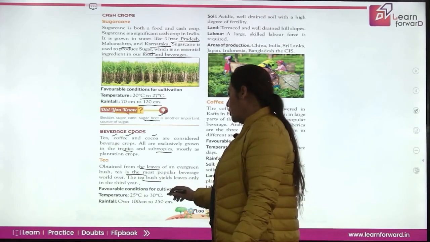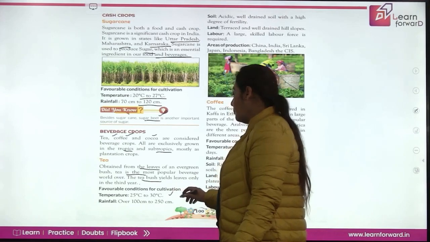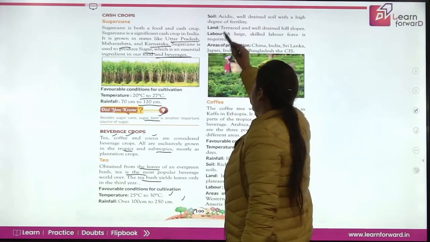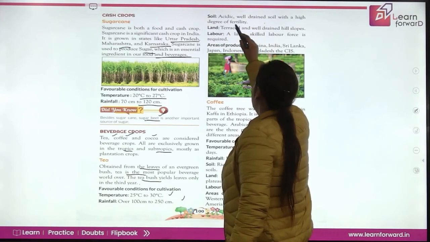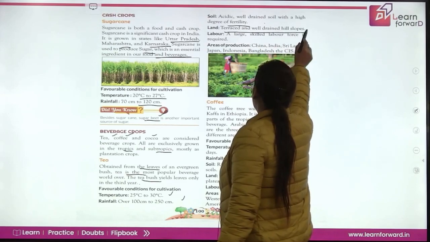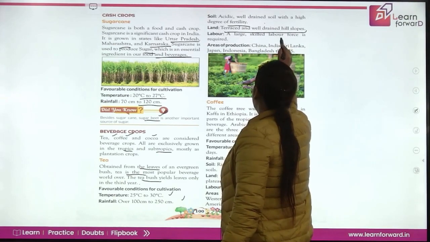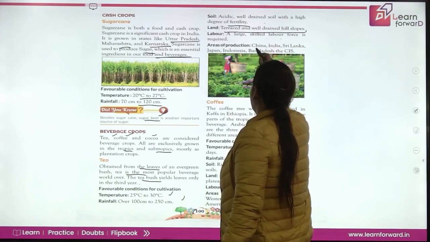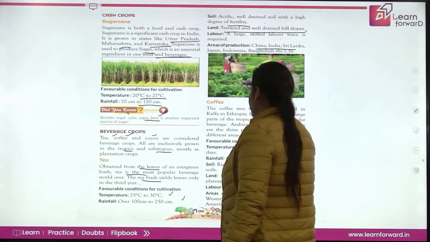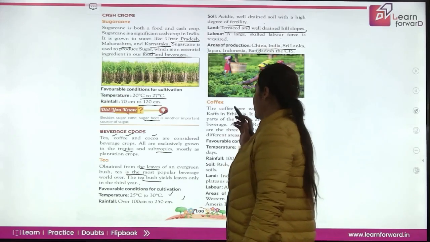इसके लिए favourable condition है 25 से 30 डिग्री का temperature, 100 से 250 सेंटीमीटर की rainfall. Soil अगर हम टी के लिए देखें तो acidic well drained soil होनी चाहिए जिसमें high degree of fertility हो. टी कहाँ उगाते हैं? Terraces और well drained hill slopes पर उगाते हैं. और large scale labour चाहिए होती है. Tea production areas हैं चाइना, इंडिया, श्रीलंका, जापान, इंडोनेशिया, बांग्लादेश, ये major tea growing areas हैं.